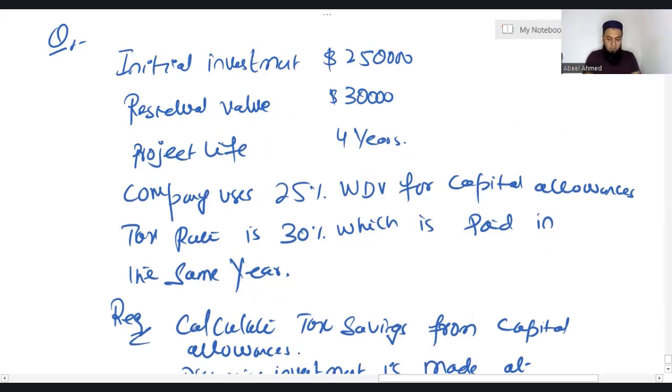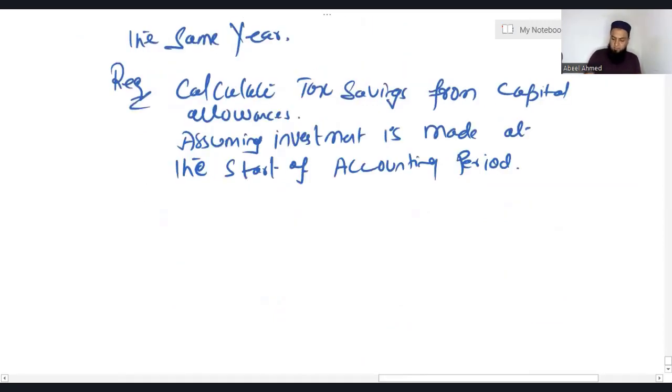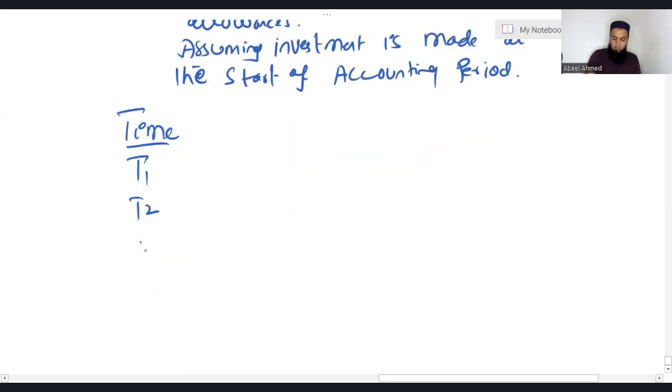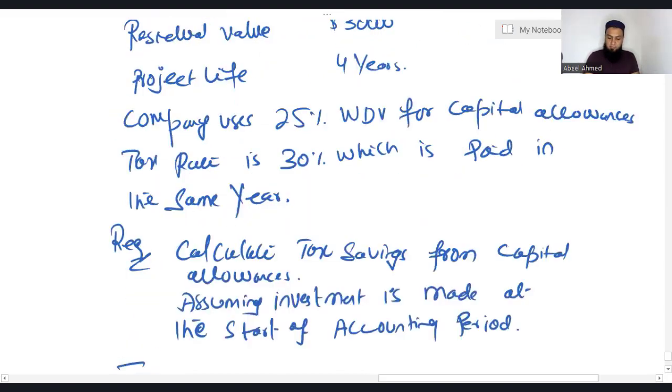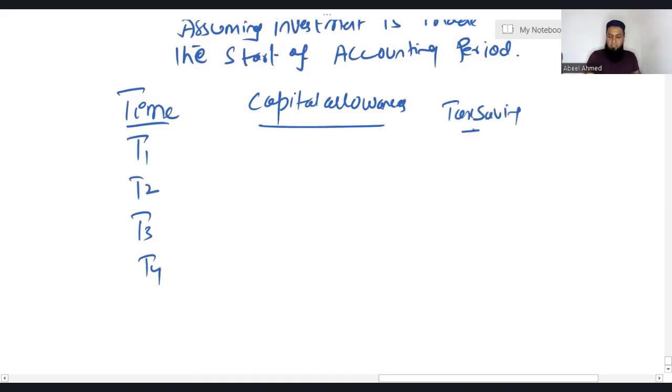Initial investment is 2,50,000, residual value is 30,000, project life of 4 years. Capital allowance is available, 25% written down value. Tax is paid in the same year. So you just need to make four columns, T1, T2, T3, and T4. No T5, because tax is paid in the same year. Capital allowances. Tax savings.